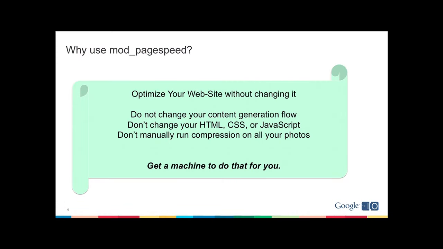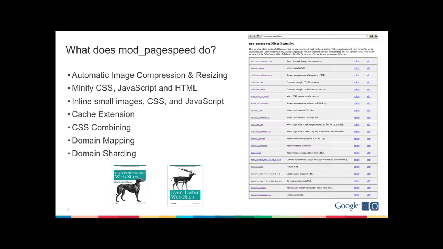You don't have to change the way you generate content. You don't have to minify your CSS and your JavaScript by hand and keep 2 versions around, spriting your images, etc. You don't have to manually run ImageMagick over your whole library of photos and keep 2 versions of those. Get a machine to do that for you. That's what machines are good at. So what does Mod Pagespeed do? It actually does no black magic.